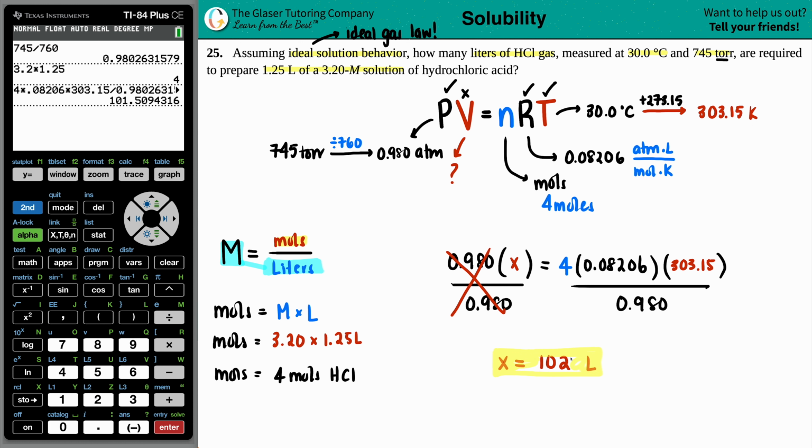And always trust your math, guys, right? 102 may seem like a big number. But we plugged it in correctly. Everything looks good. We double-checked our math. So it should work out fine. So just always go with your gut, okay?